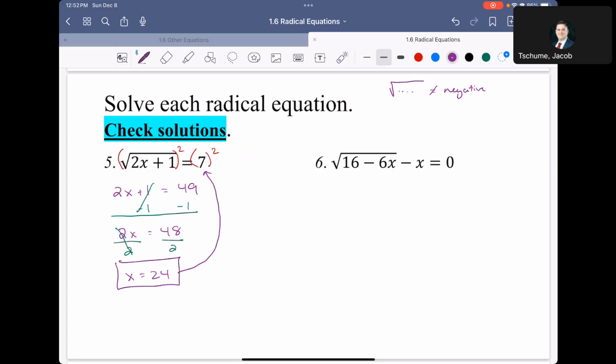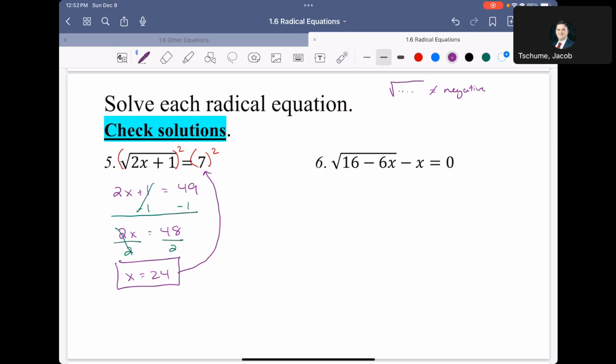So speaking of that, let's move to number 6. You have the square root of 16 minus 6x, and then minus x needs to equal 0. Now, I know in previous sections or in previous videos, when we were trying to factor stuff or solve equations, we would want to have it equal to 0.